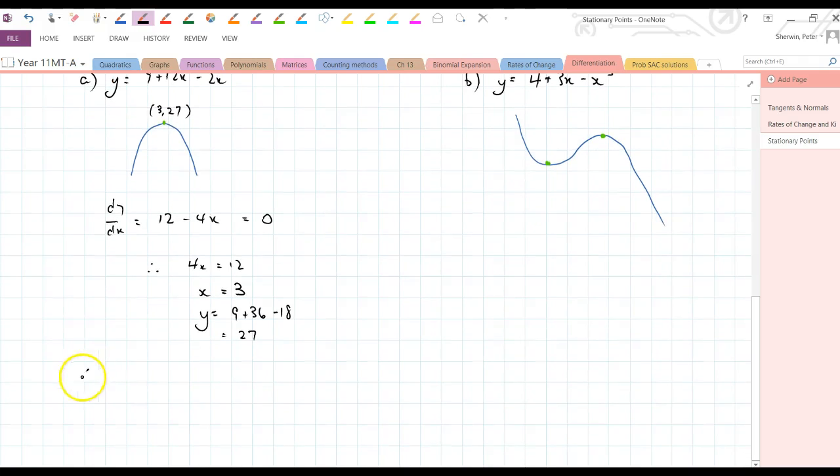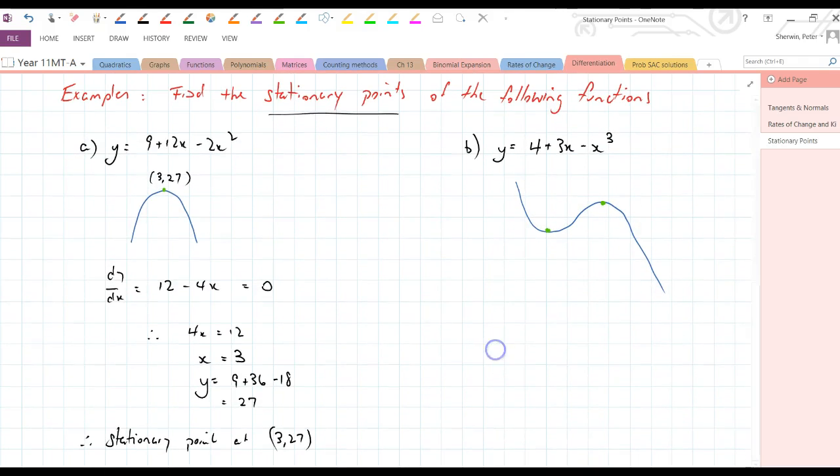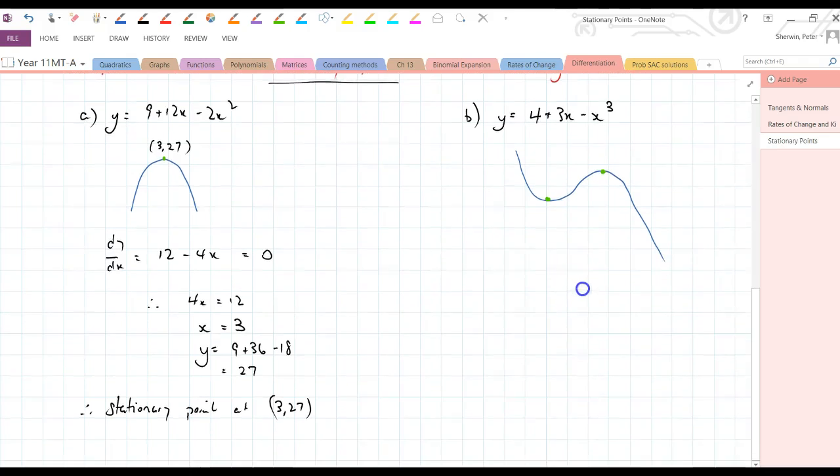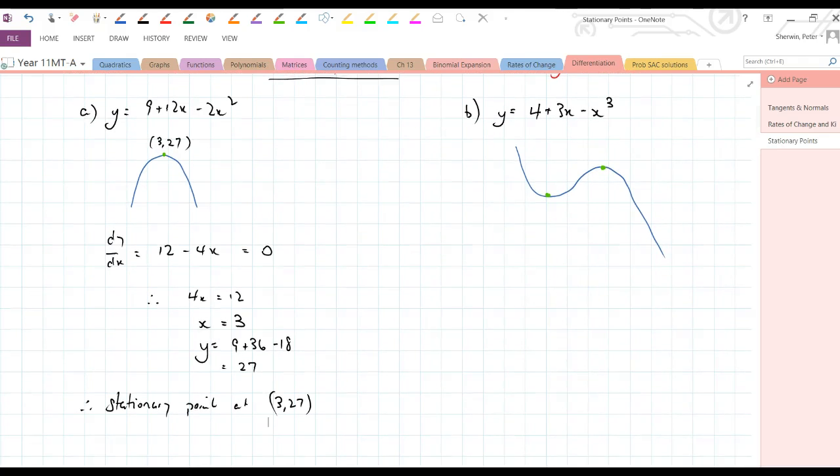Therefore, stationary point at (3, 27). Okay, so what I want you to do now is pause this video, have a go at B yourself, and then restart it. Okay, so you've had a go at B, hopefully. Let's now check it out. If you haven't had a go at B, come on, just pause the video and have a crack at it. I don't care if it's on a spare bit of paper or whatever. But let's just have a go.